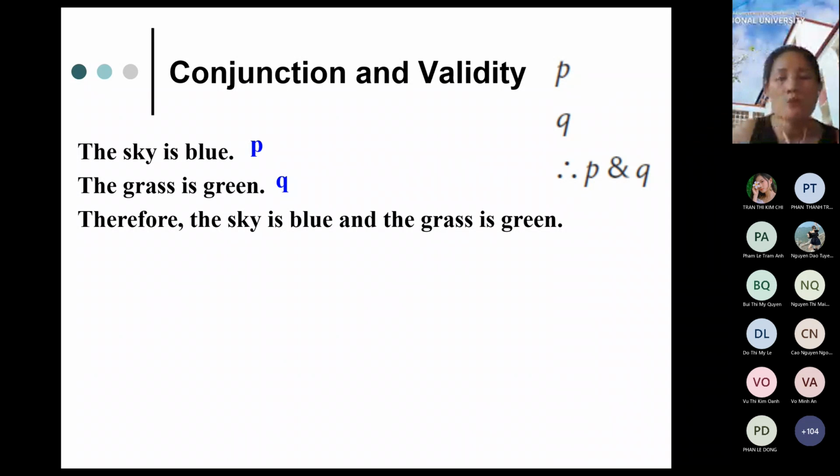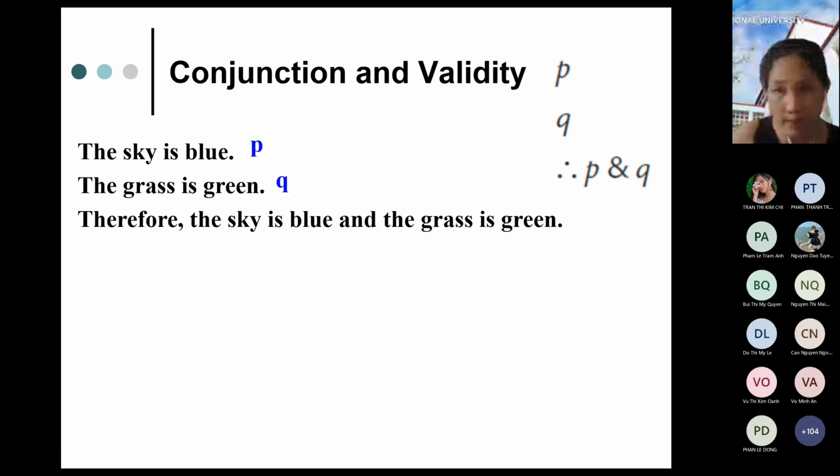So here, if I use P and Q, then P means, like Nguyễn Thị Hà Yến said, sky is blue. And then Q means grass is green. And then you could see that we name P and Q like that. Then we can convert our statements, the premises and the conclusion, into symbolic form like this. And we want to indicate that this is the conclusion, so we put the 3 dots like this, to indicate this is the conclusion statement that we already symbolized.